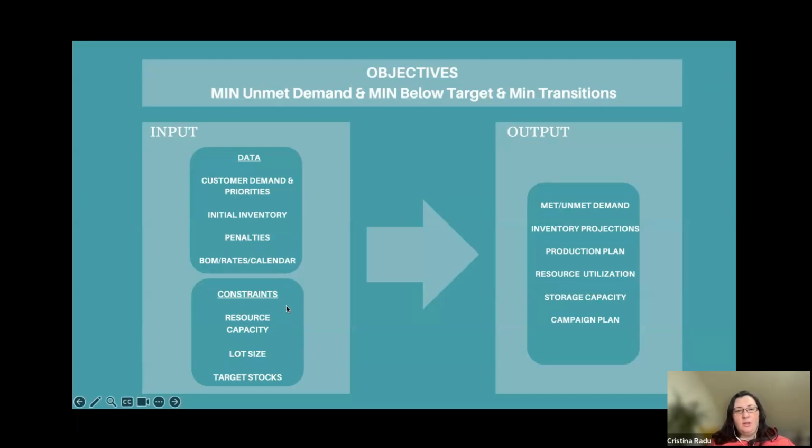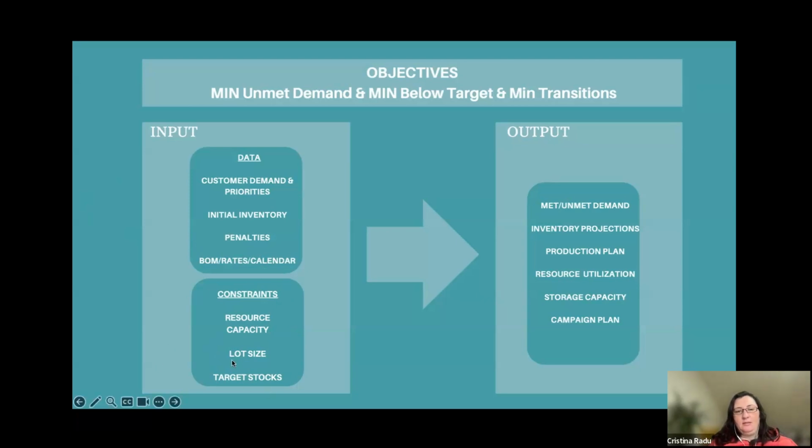And in terms of constraints, we have resource capacity. So what is your availability? You basically have a total capacity, and then using the calendar, you subtract. So then you have the available capacity. And this is a constraint because the solver should not go above it, right?